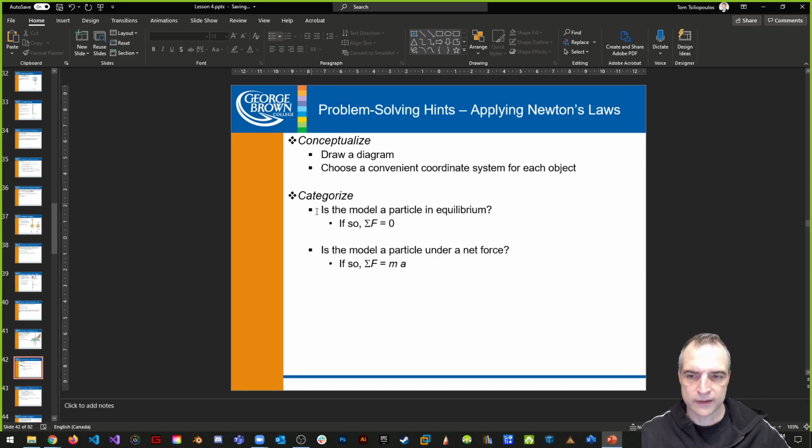All right, and the next thing is categorize. Is the model or particle in equilibrium? Yes or no? If it is, then the sum of all forces is equal to 0. Is the model or particle under a net force? Is there motion? Is there acceleration? If there is, then the sum of all forces cannot be equal to 0.